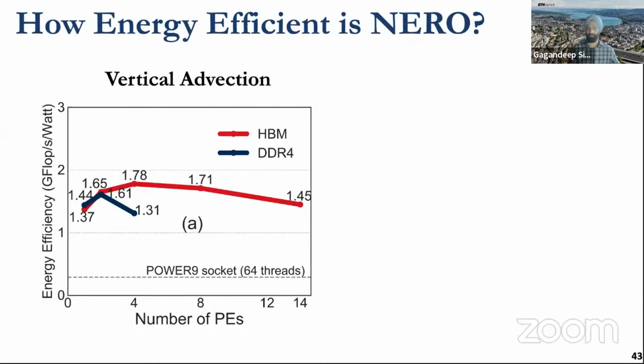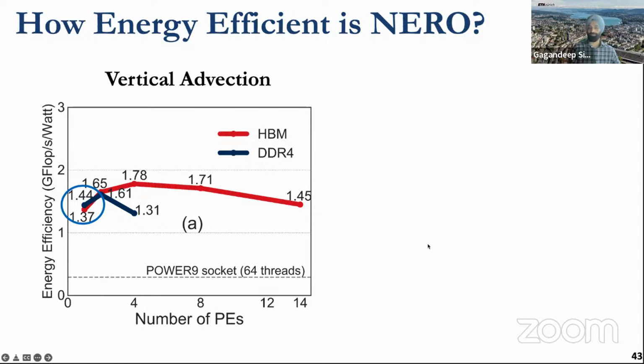So over here, again, we have a plot for vertical advection, and we have, again, HBM-based and DDR4-based designs. First, we made a couple of observations. The first observation was in line with the observation we had when we performed the performance analysis: when we use only one processing element, you get better energy efficiency from the DDR4-based design rather than the HBM-based design.